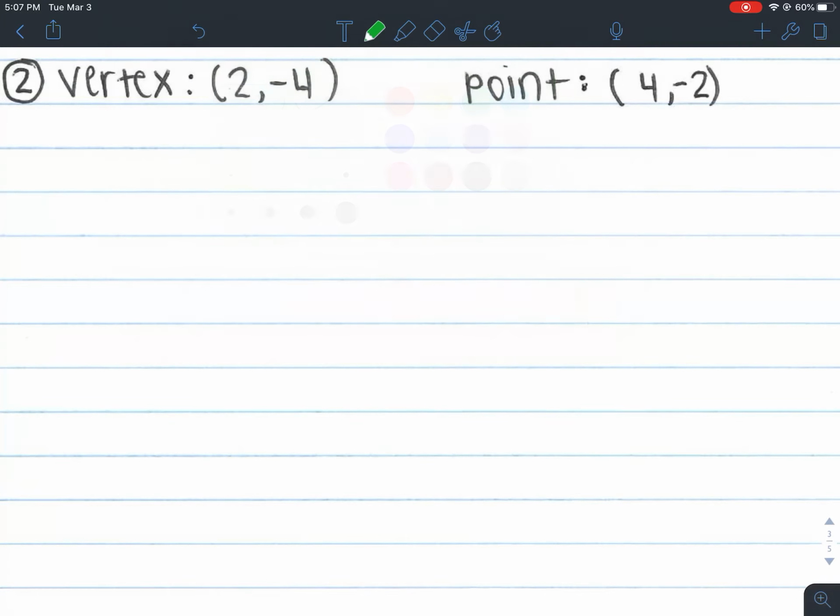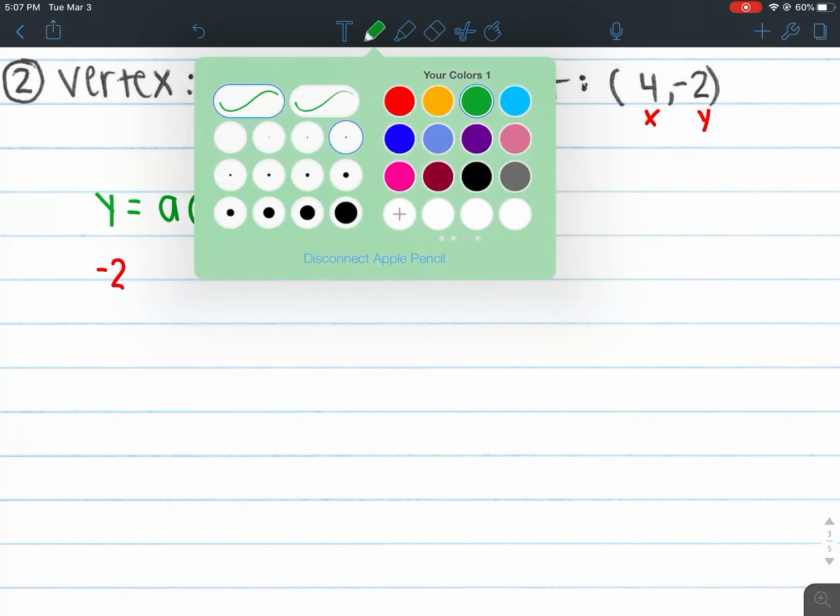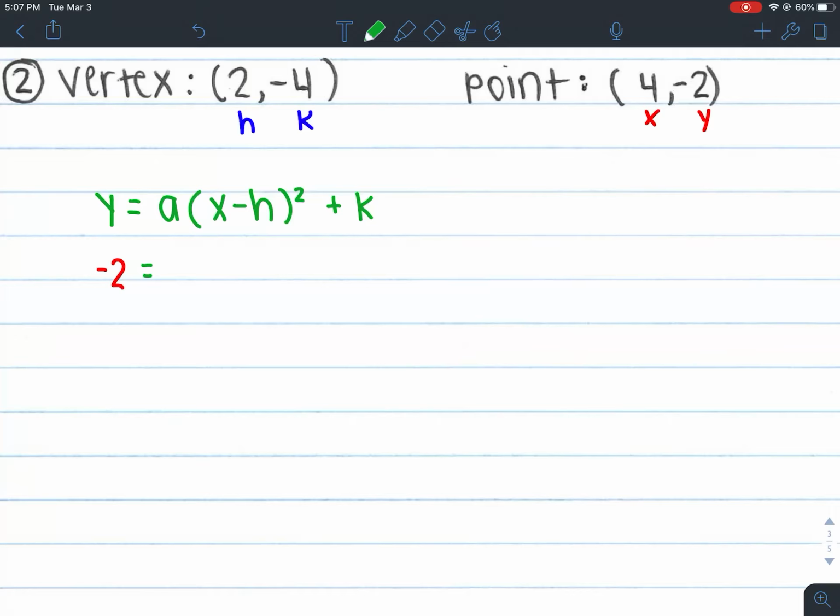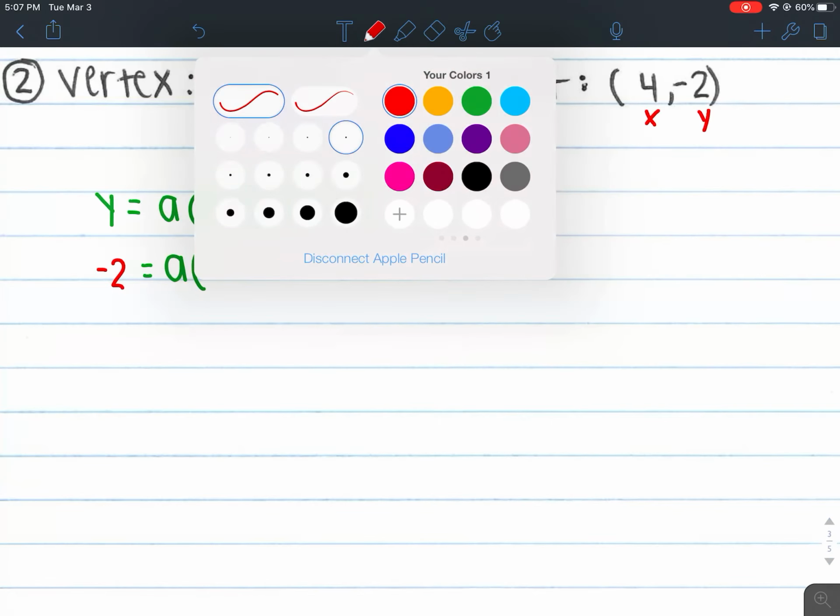So the first thing is, well, I know that I need to plug it into and make it vertex form. Okay, I want to go to vertex form. Okay, well, if it's in vertex form, let's go ahead and identify what we got. Remember, the vertex is denoted by h, k, and the point, a regular point, is x, y. Okay, now we're going to plug in the information we know. y is going to be -2 equals, do we plug in anything for a? No, because that's what we're solving for. We don't know what a is. Parentheses, the x is going to be +4.